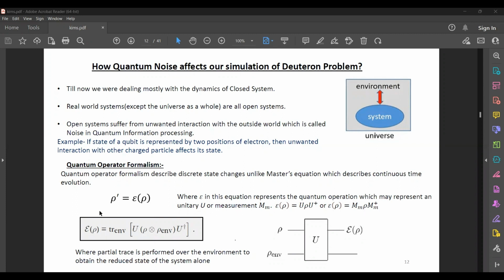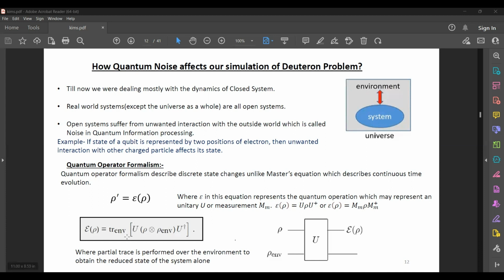Now what we want to do is take into account the interaction with the environment. So I've started in a state which is rho tensor product with rho_ENV, where ENV stands for environment. This is our product state, which is a combined state of the system of interest and the environment. And we are considering that there is a unitary evolution, U and U dagger. That is, the environment, or the universe as a whole, is undergoing a unitary evolution.